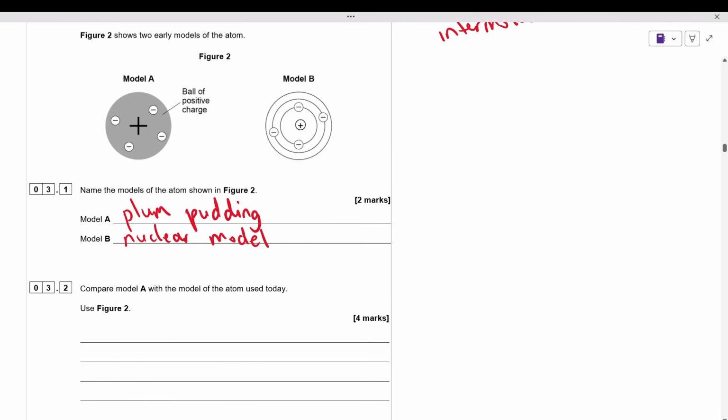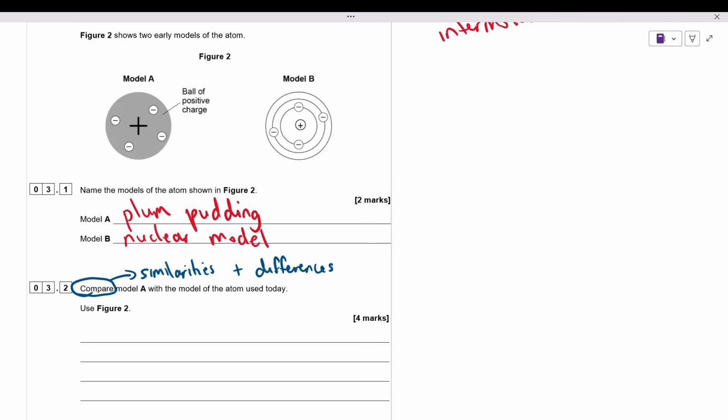But this is the nuclear model, the most modern model of the atom. Now we're going to compare model A with the model of the atom used today. We're looking at model A, which is the plum pudding, and the model that we use now. You should know that if you're comparing, it means that we're going to be looking at similarities and differences.